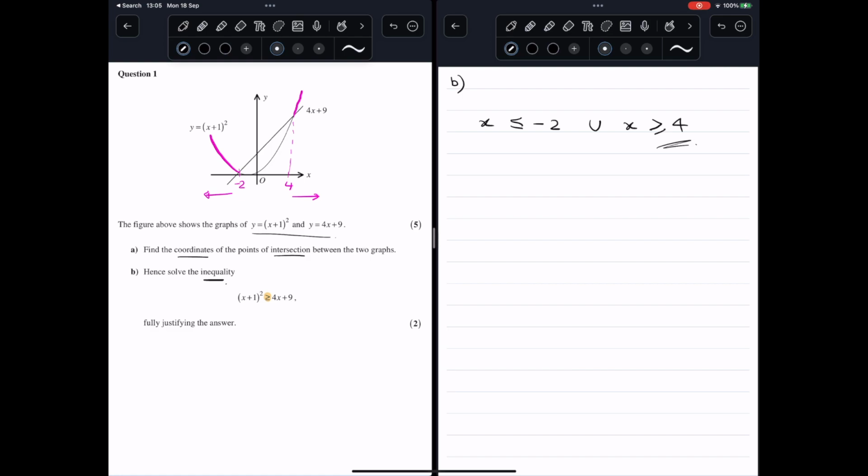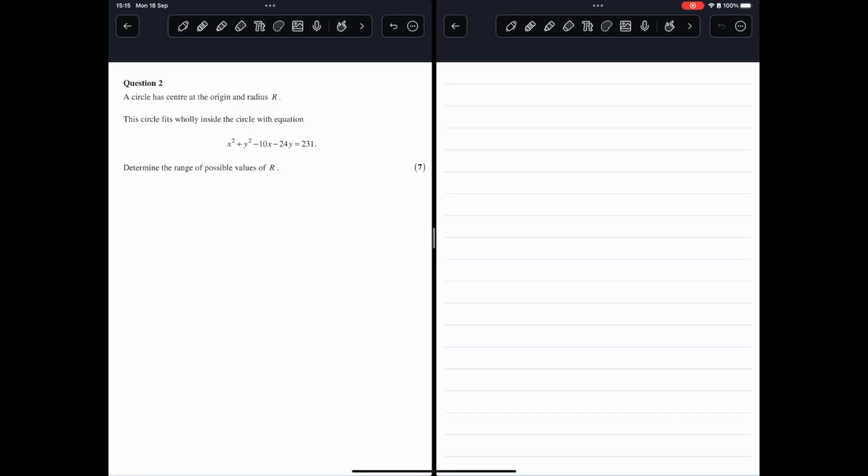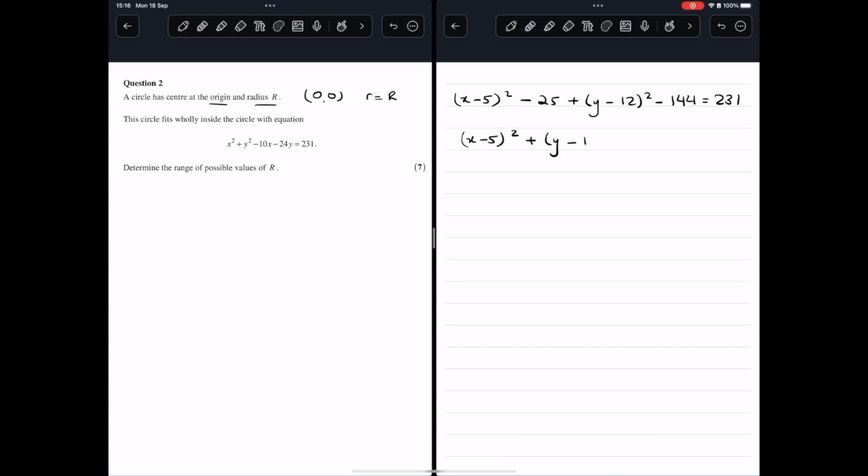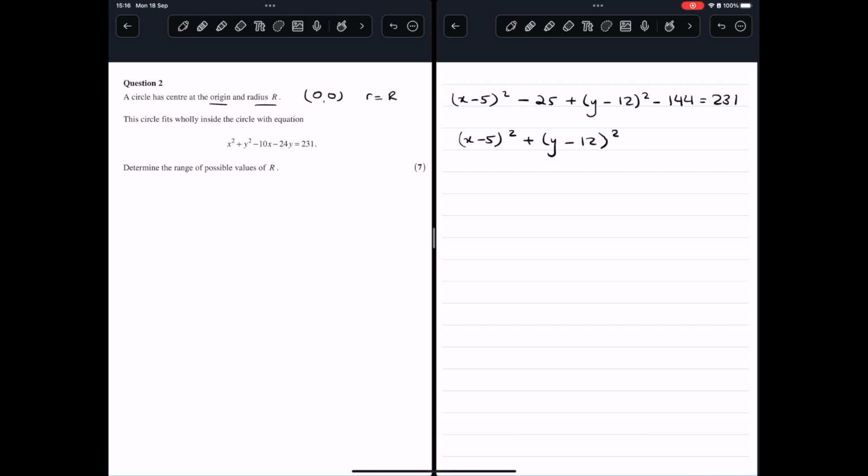Now for the next question, number 2, I've been given a circle with the center at the origin, and the radius is r. And this circle fits wholly inside the other circle. I'm going to complete the square so that I can get my center and the radius. That leaves me with (x minus 5) whole squared plus (y minus 12) whole squared equals 400. And that gives me center (5, 12) and radius 20.